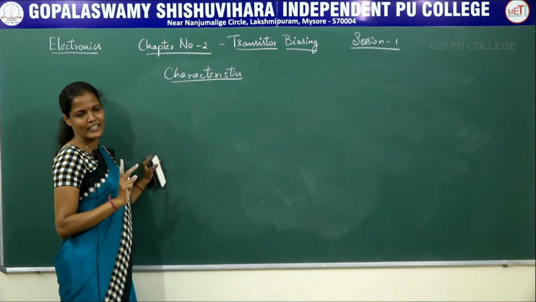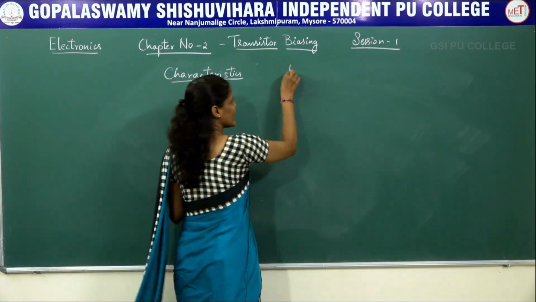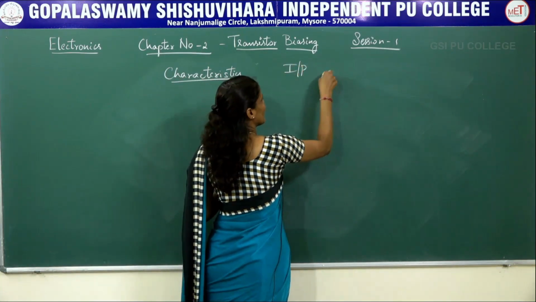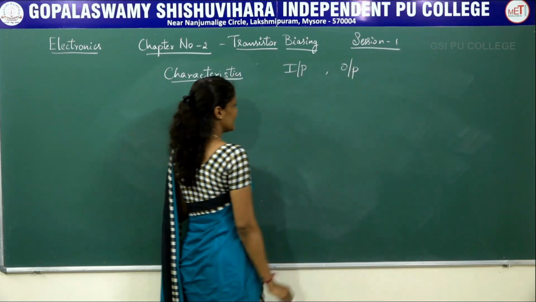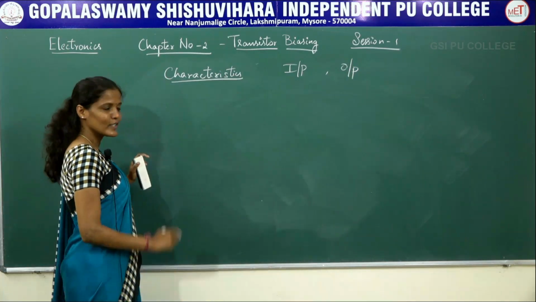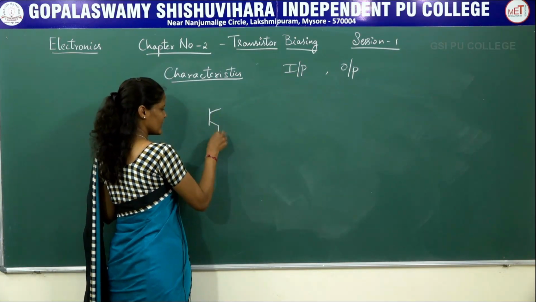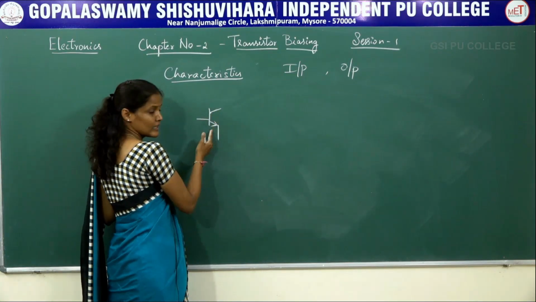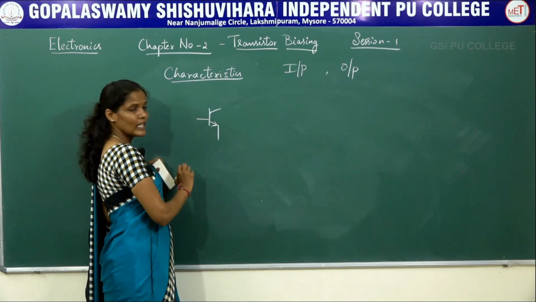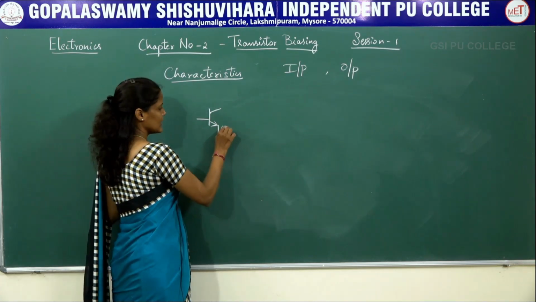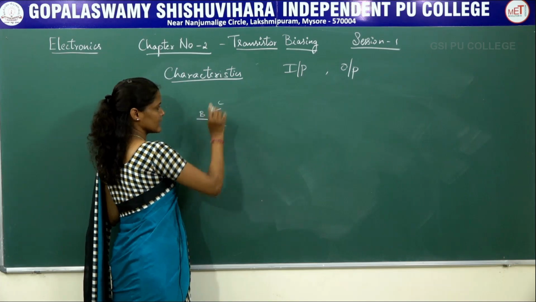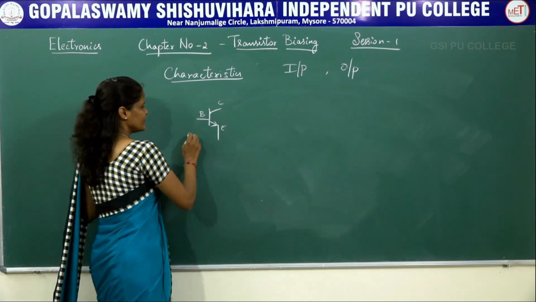There are two types of characteristics. One is the input characteristics, the other one is the output characteristics. Let me draw a simple diagram which is used in order to draw the characteristics. Let me consider an NPN transistor. For an NPN, the arrow mark will be pointing towards the emitter terminal. So this is the emitter, this is the base and this is the collector terminal.